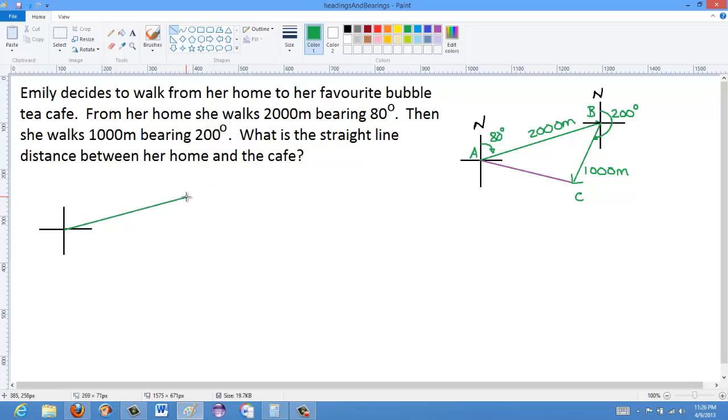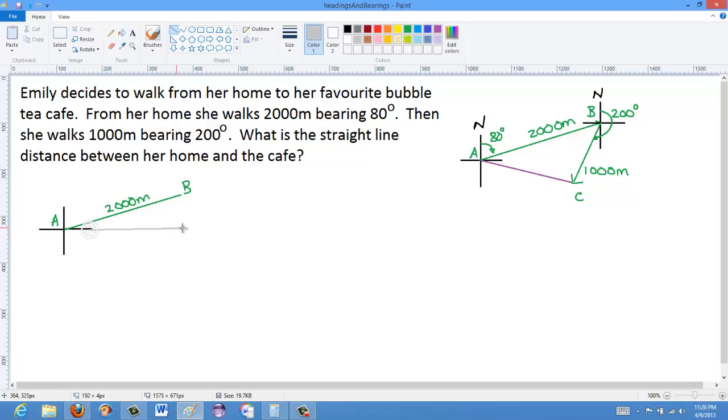Okay, I end up with something like this. This is A, this is B, and this length is 2,000 meters. Now what we can do is extend this out like this.